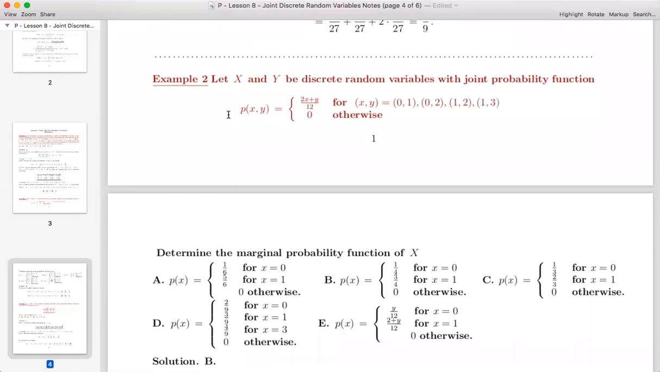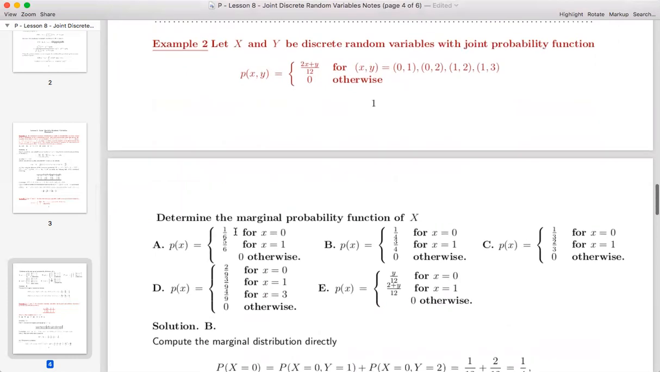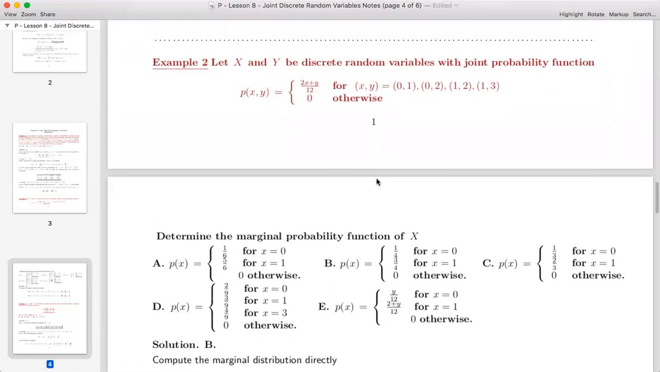So example 2, let X and Y be discrete random variables with joint probability mass function (2x plus y) divided by 12. And we get the values for X and Y to our right here. So determine the marginal probability function of X. So that means we have to figure out what happens when X is 0 and when X is 1. What do we get for our Y value?